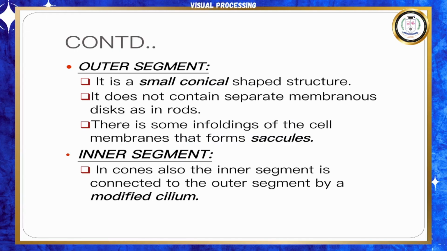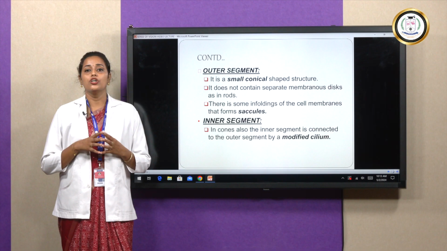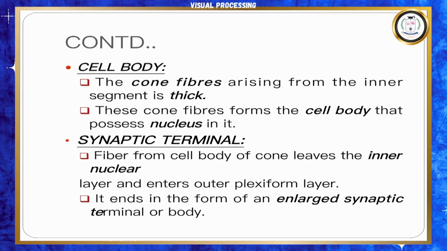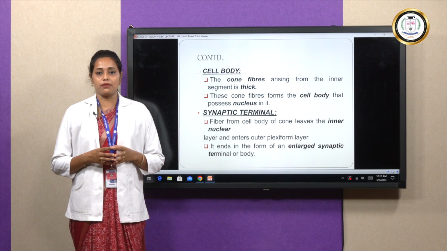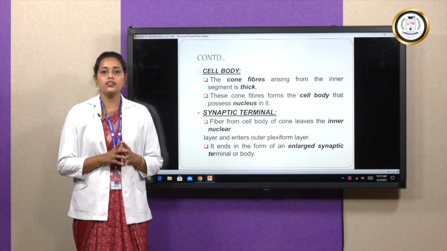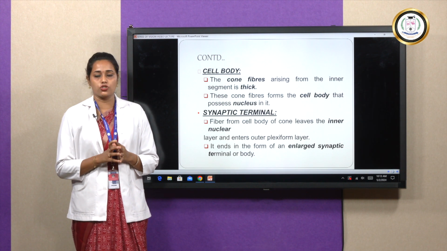Next comes the inner segment. The outer segment and the inner segment are connected by a structure called the modified cilium. It is very similar to rods. Next comes the cell body. The cone fiber arising from the inner segment is very thick in cones and they possess a nucleus in it. Next, we'll discuss the synaptic terminal. Fibers from the cell body leave from there and enter into a plexiform layer. We have discussed it earlier. The plexiform layer is the interconnection of neurons.